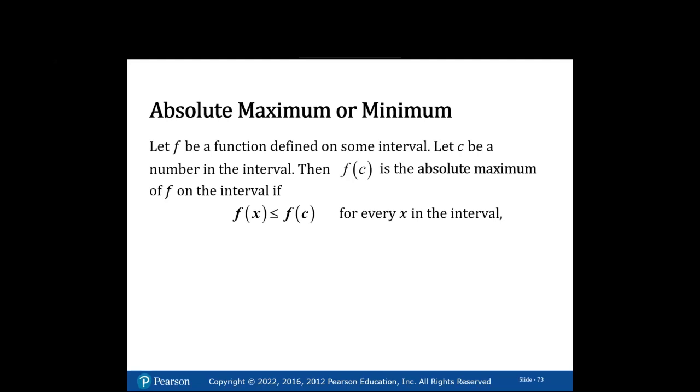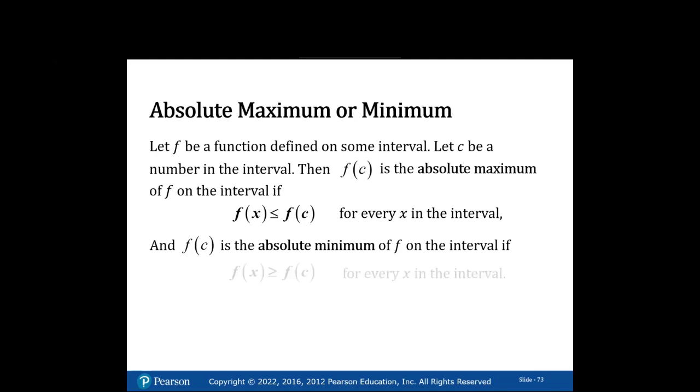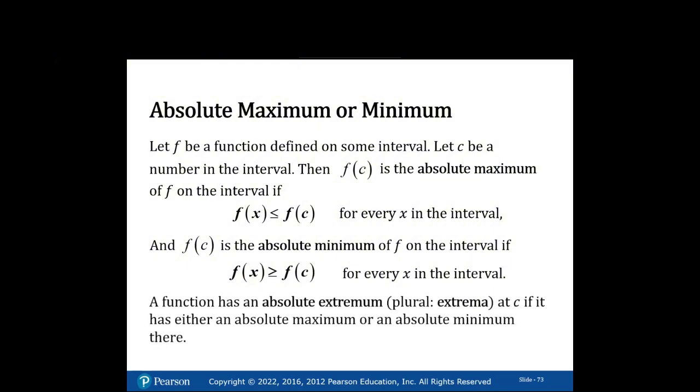Before, we didn't require it to be absolutely bigger than everything else. I don't know if that quite makes sense. It'll make more sense as I showed earlier, how x1 was the absolute max, x3 was a max, but it wasn't the absolute max. And this is the same thing for absolute minimum, just flip-flopped. It's got to be smaller than everything else on that interval. So an absolute extremum is there if c is either an absolute min or an absolute max. Same terminology, we're just putting absolute on there.